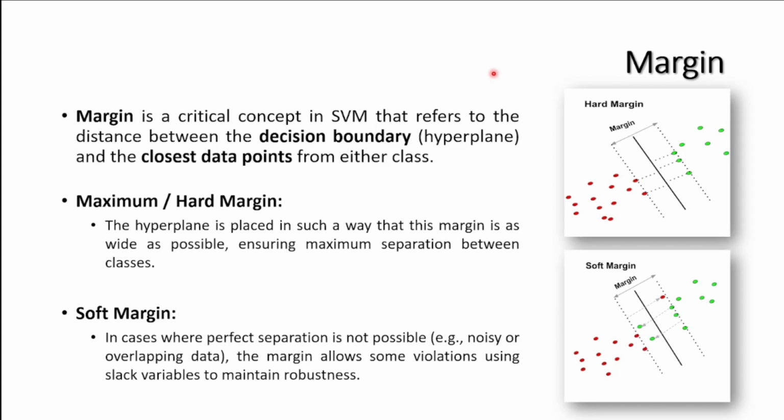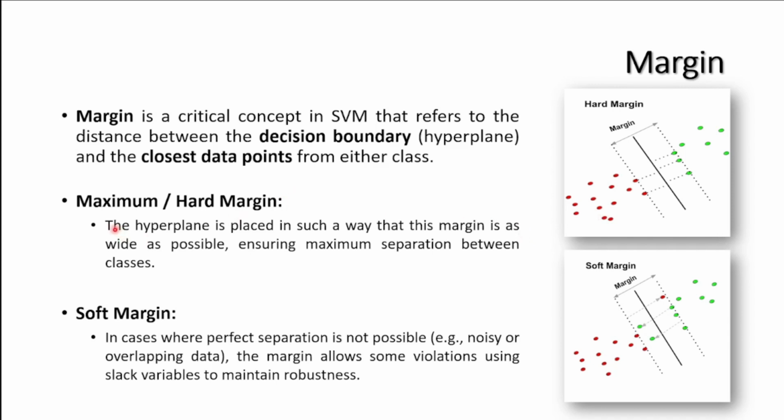So, having just mentioned margin, I will now explain that margin is a crucial concept in support vector machines that refers to the distance between the decision boundary, which we call the hyperplane here, and the closest data point. Meaning the closest data point for each particular class, either green or red, for instance, in this particular slide.